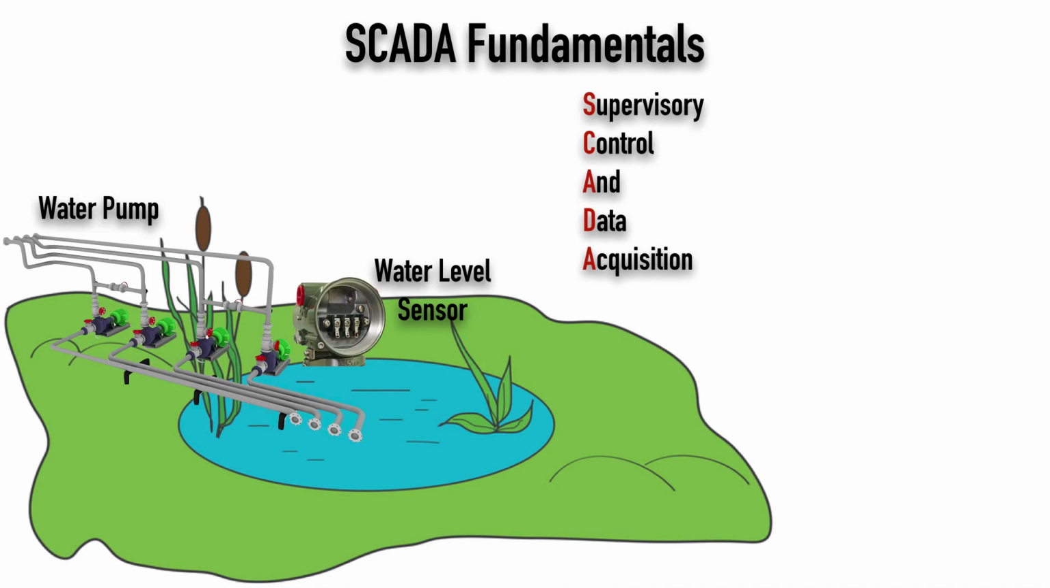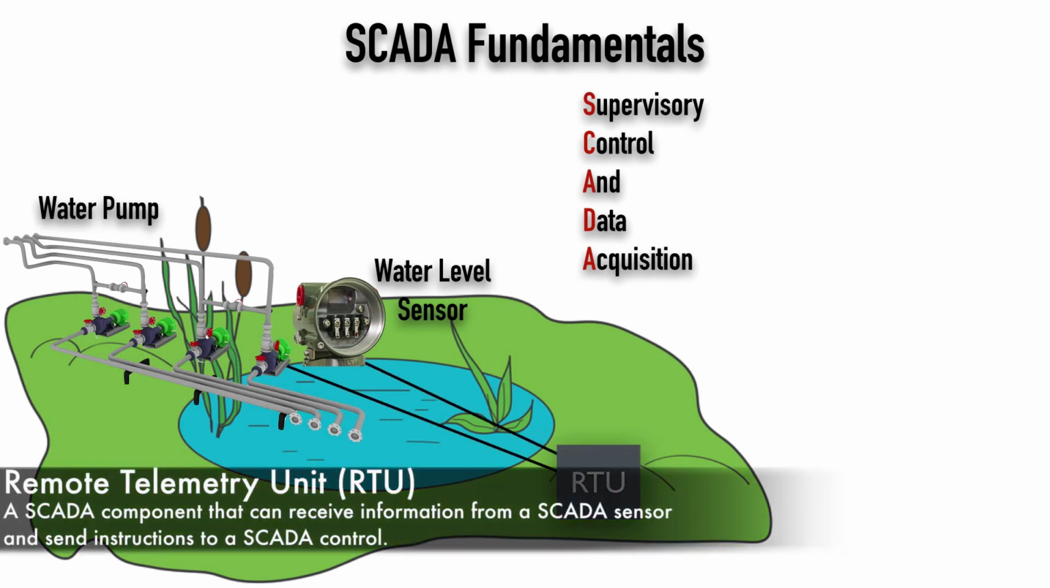But SCADA needs another component to receive information from the sensor and, when instructed to do so, send a signal out to this control. In this example, we need something to tell the water pump to kick on. And that SCADA component is called an RTU, a remote telemetry unit. It can receive information from the sensor, and when instructed to do so, it can send a signal out to the water pump to turn it on.